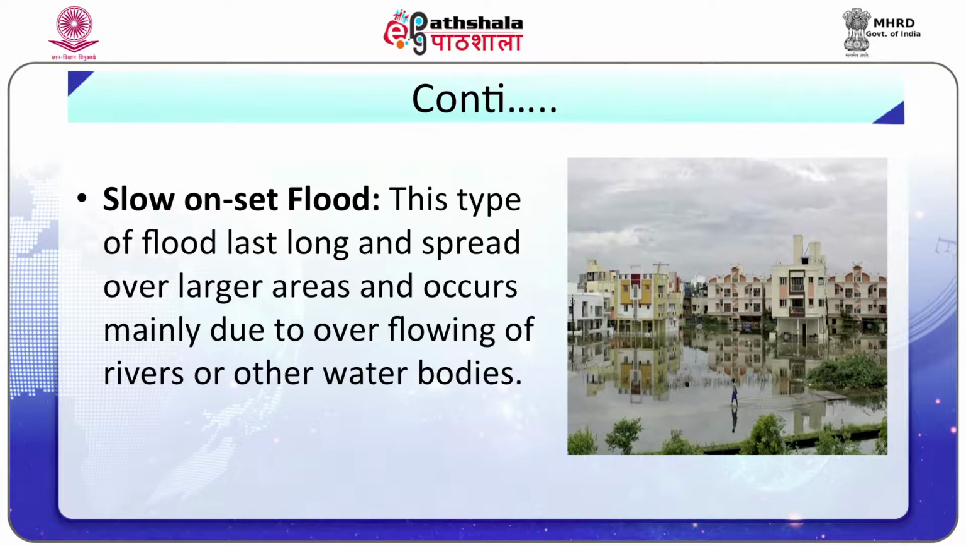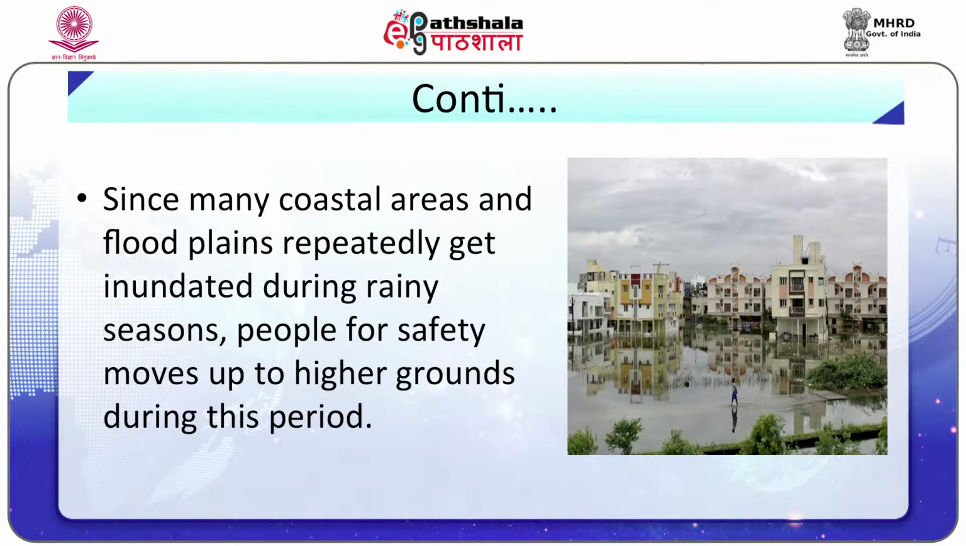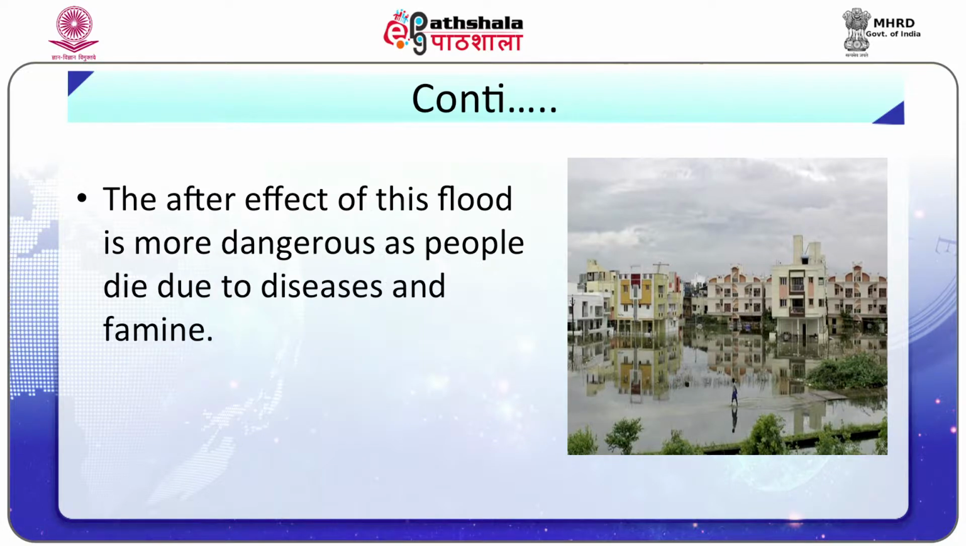The other type of flood is slow onset flood. This type of flood lasts long and spreads over larger areas and occurs mainly due to overflowing of rivers or other water bodies. Since many coastal areas and floodplains repeatedly get inundated during rainy seasons, people for their safety move up to higher grounds during this period. The after effect of this flood is more dangerous as people die due to diseases and famine.